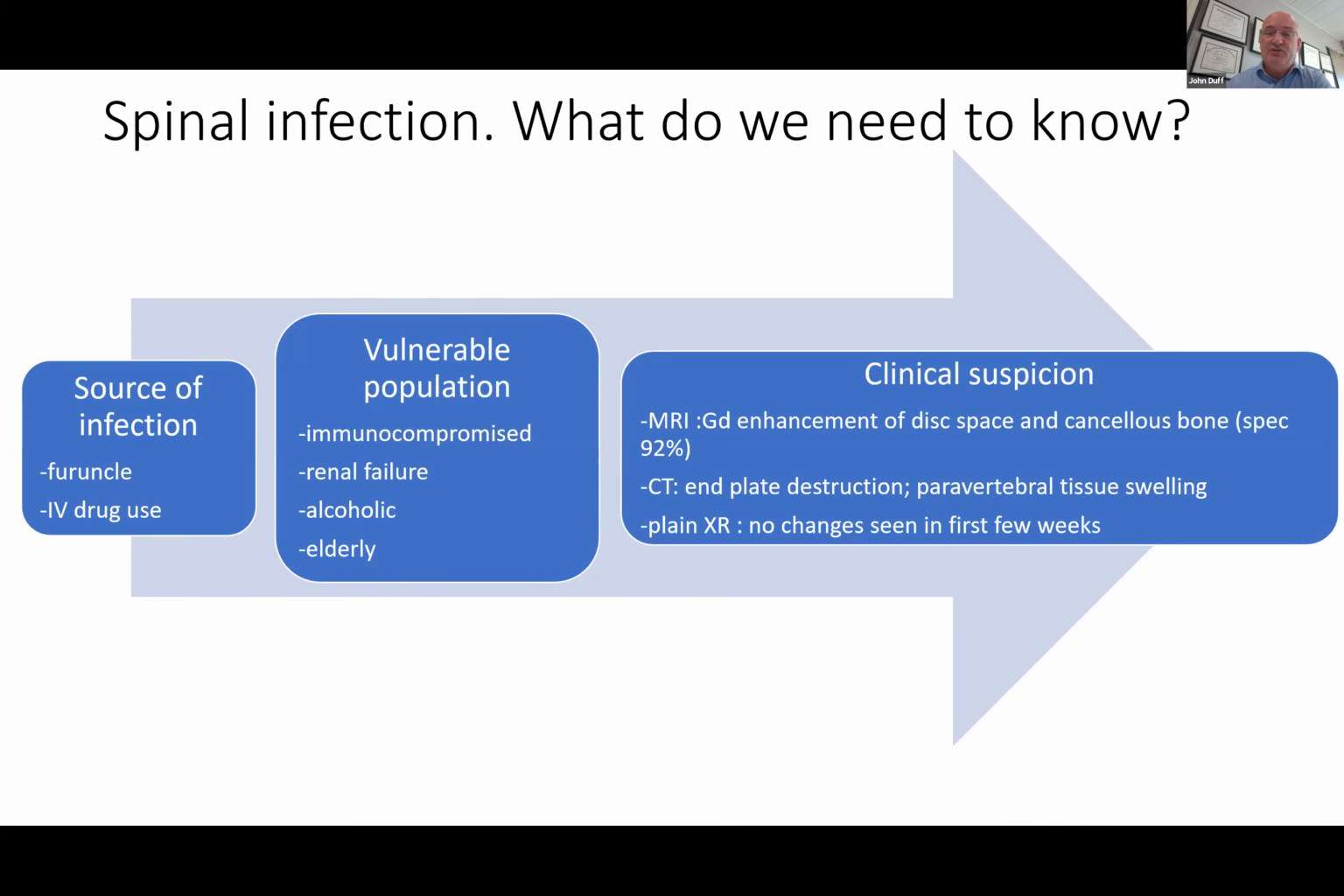And the important thing is, when you have a clinical suspicion, and it's very important with an unexplained back pain, you have a suspicion for this, the investigation of choice is MRI scan. And when you see on MRI that you have gadolinium enhancement centered on the disc space and on the cancellous bone, you can be pretty sure that this is very likely to be an infection.